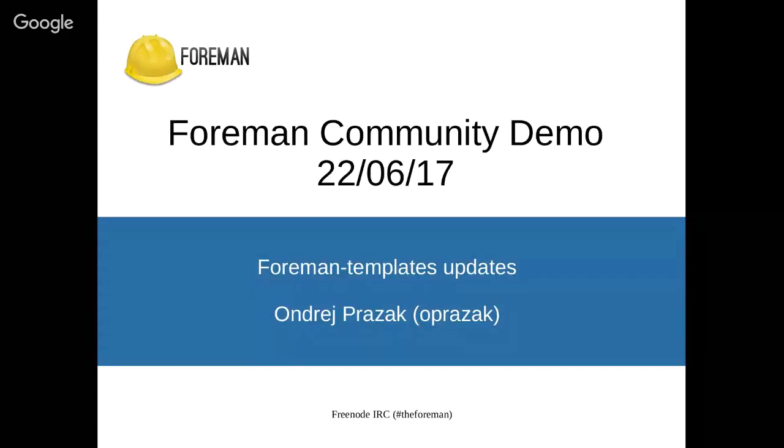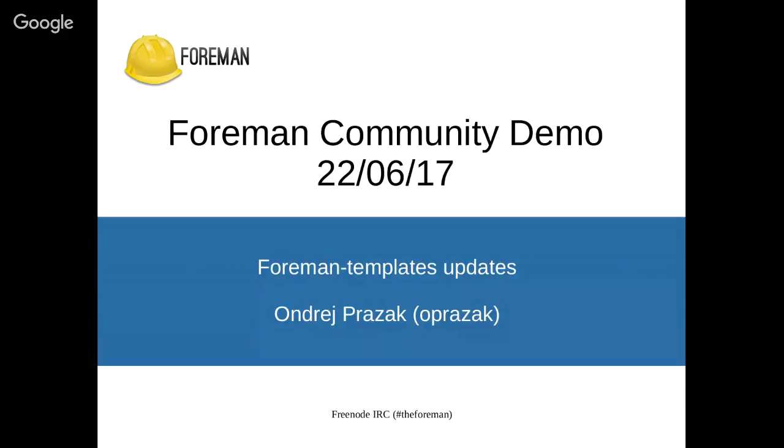Okay, so Foreman template allows you to export and import your templates into Foreman, and until recently it was done using a rake task, but we decided to add API endpoints as well, and this actually will be the preferred way to import and export your templates. And I added the last missing endpoint for export, which is what I'm going to show you now.